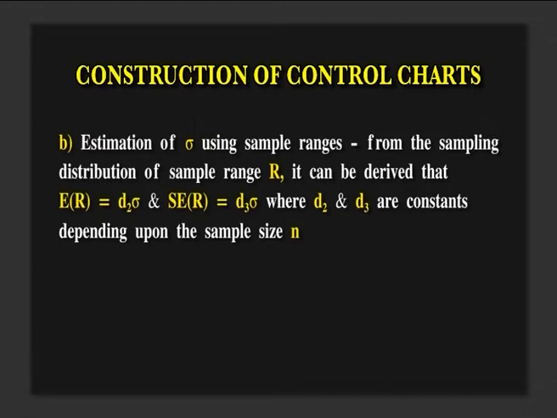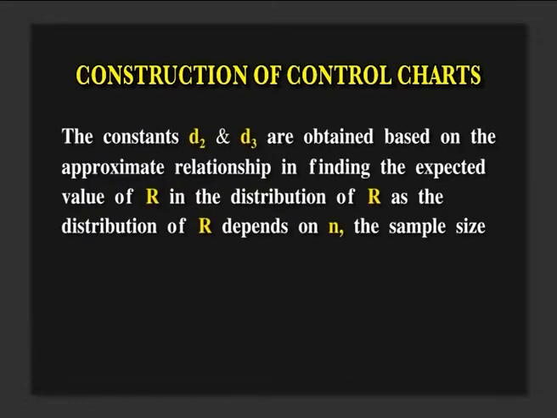Estimation of sigma using sample ranges. From the sampling distribution of sample range R, it can be derived that the expected value of R is equal to d2 sigma and the standard error of R is equal to d3 sigma, where d2 and d3 are constants depending upon the sample size n. The constants d2 and d3 are obtained based on the approximate relationship in finding the expected value of R in the distribution of R, as the distribution of R depends on n, the sample size.